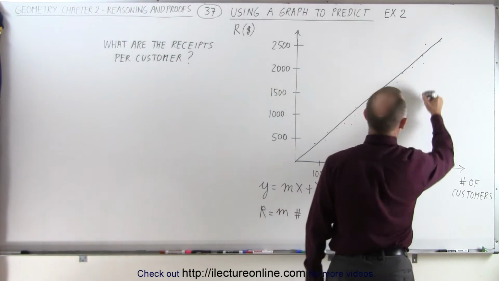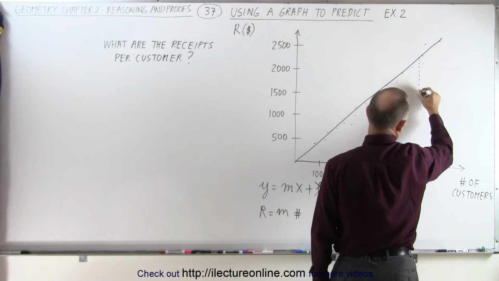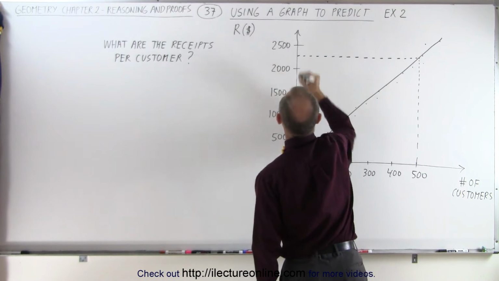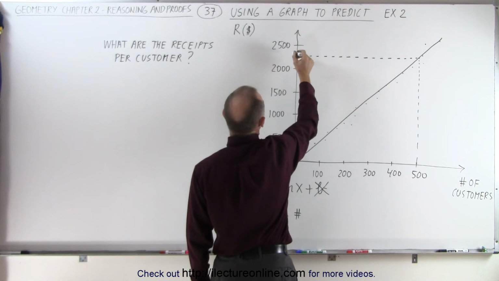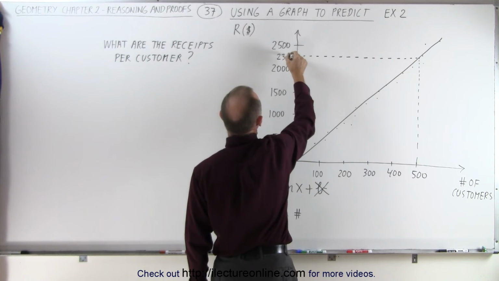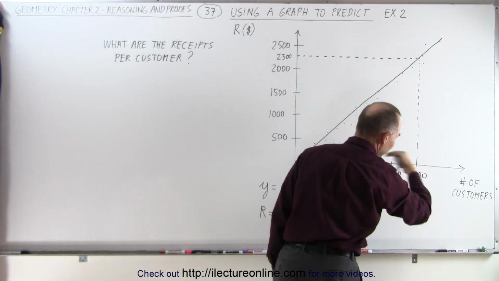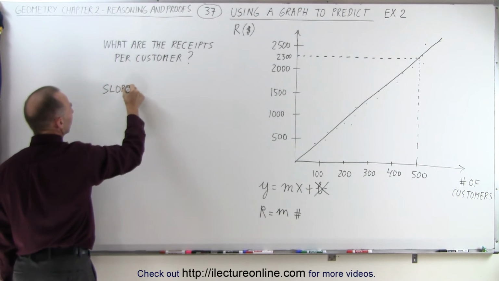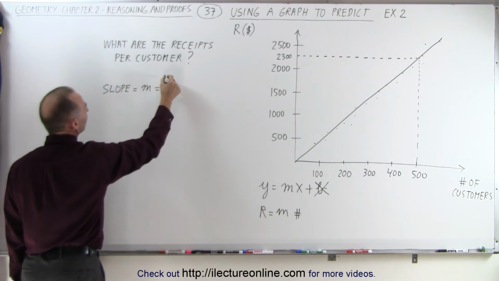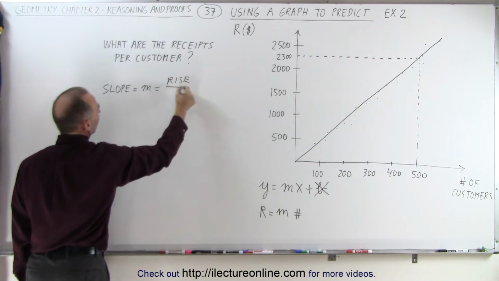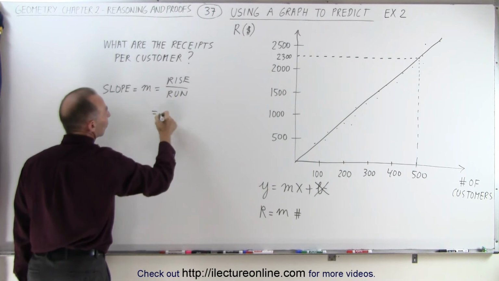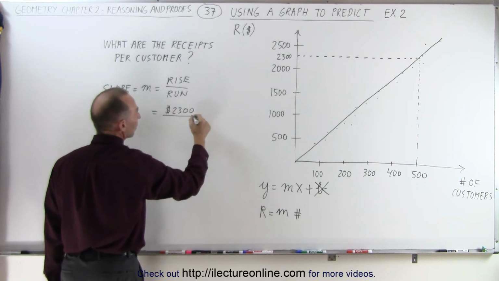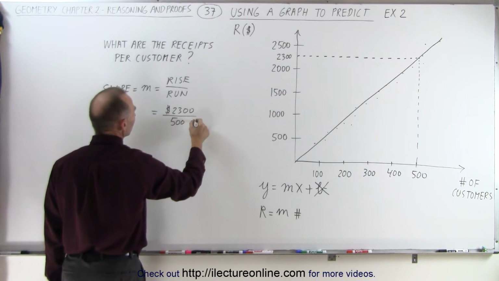We take a point on the line, we come down right here, and then we go straight across right here. Notice that this hits the line here at about 2,300, while the line over here hits at about 500. So the slope of that line, represented by the letter m, is equal to the rise divided by the run. In this case, the rise is $2,300 and the run is 500 customers.